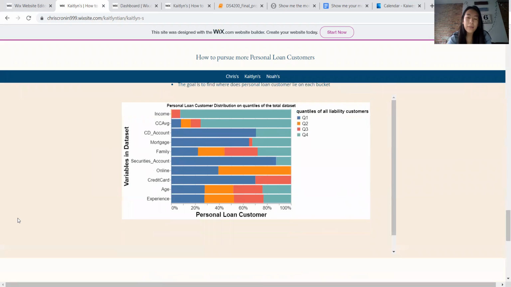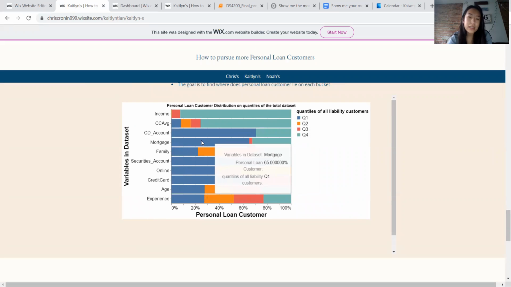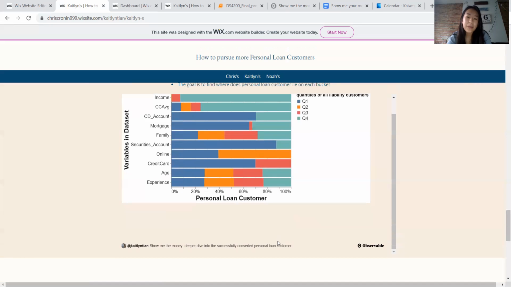And this one I cut by quantile. So as you can see very clearly, for income and credit card average, they are in the higher bucket, and for the certificate of deposit Boolean, they're mostly on false.